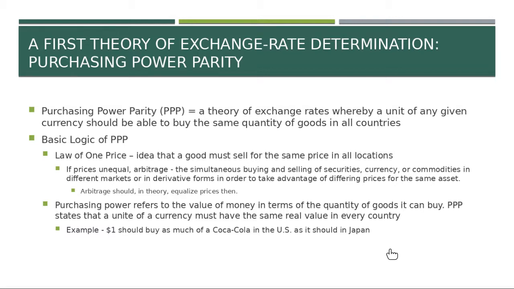So purchasing power refers to the value of money in terms of the quantity of goods it can buy. Purchasing power parity states that a unit of a currency must have the same real value in every country. And as we mentioned, for example, $1 should buy as much of a Coca-Cola in the US as it should in Japan.